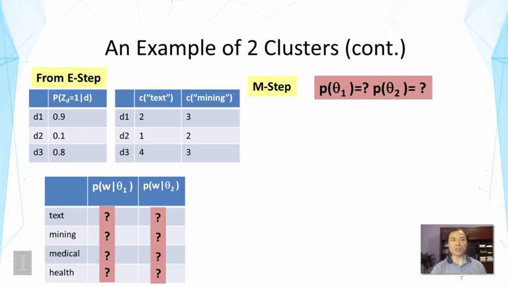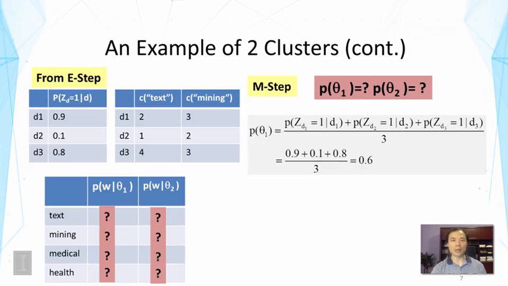Well, intuitively, you can just pool together these Z probabilities from the E step, right? So if all these documents say they're more likely from theta 1, then we intuitively would give a high probability to theta 1, right? So in this case, we can just take the average of these probabilities that you see here, and we obtain 0.6 for theta 1. So theta 1 is more likely than theta 2. So you can see the probability of theta 2 would naturally be 0.4.